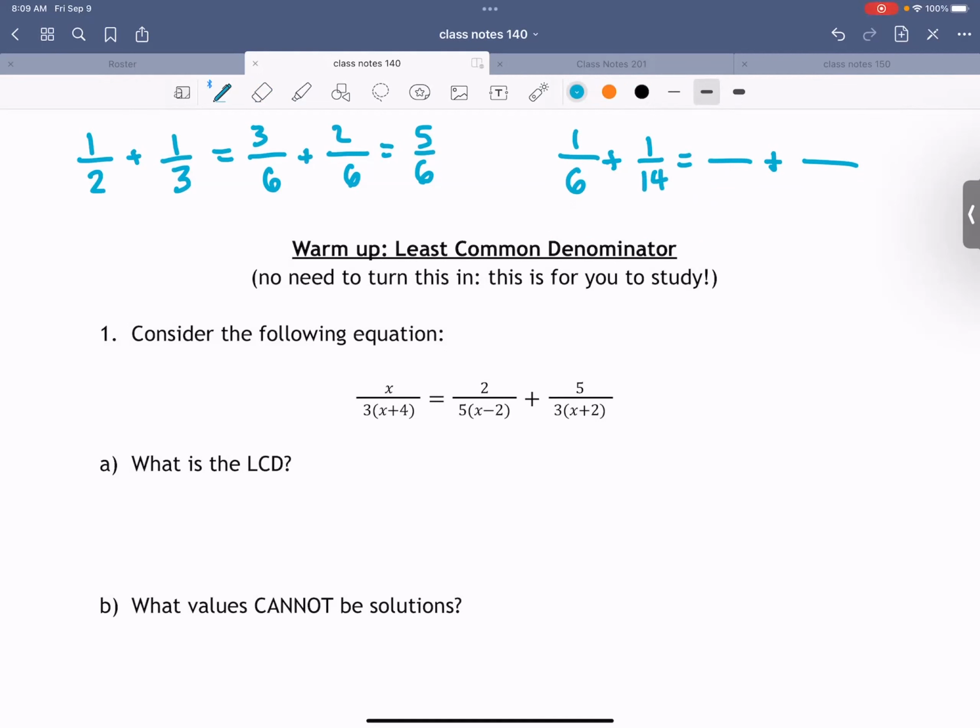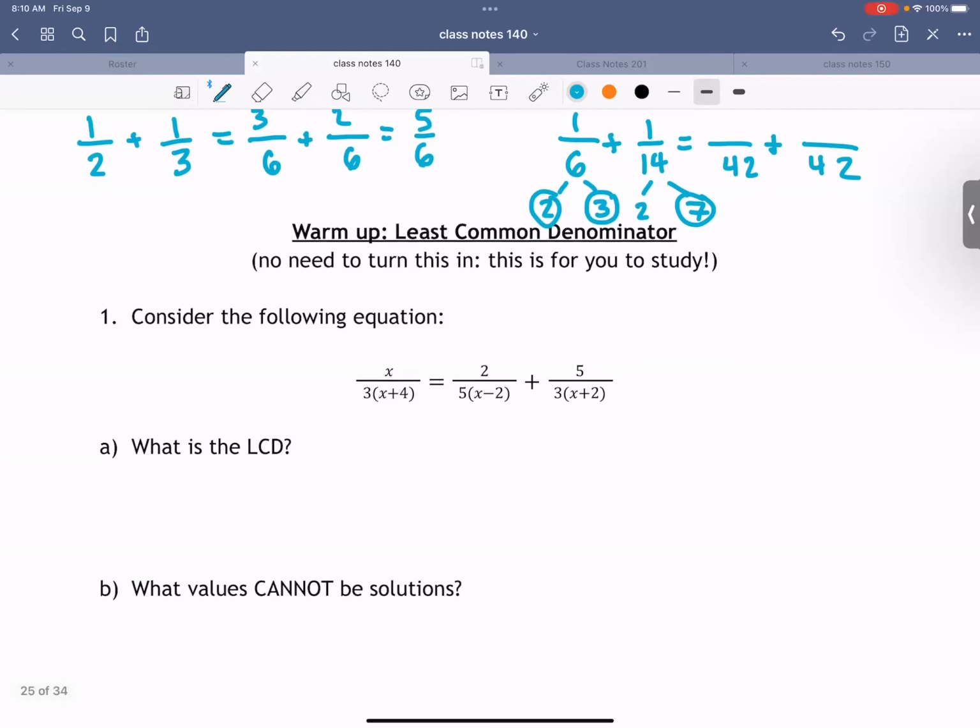If I wanted to find the LCD, you would look at the factors of 6, 2 and 3, and 14, 2 and 7, right? Instead of multiplying together 6 and 14, I would take the 2, the 3, but not count the 2 again, and the 7. Multiply these together, and 21 times 2, which is 42, would be my common denominator. So essentially what the LCD is doing is multiplying everything in the denominator, but if we see something more than once, we're not going to overcount it. That might have been confusing, might not have been.